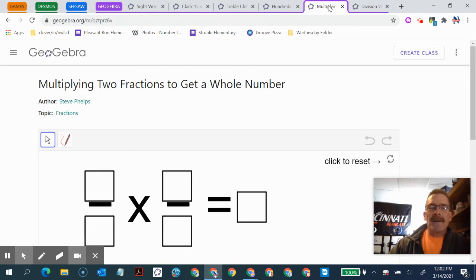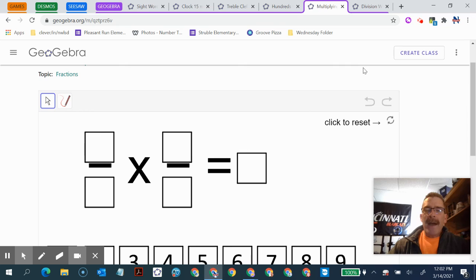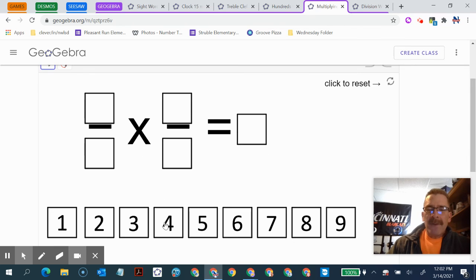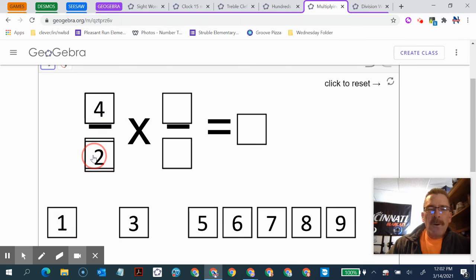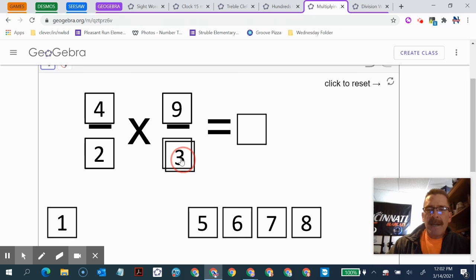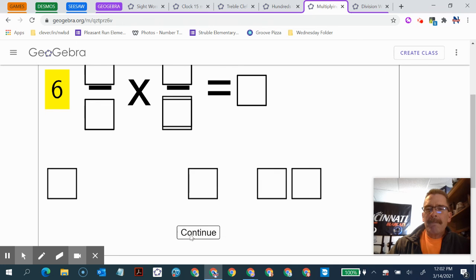And we also talked about a couple of these multiplying fraction open middle questions, where you can drag these into a certain spot. Let's see. I will go 4 over 2. How about that? 4 over 2 and 9 over 3. I think that might equal 6. It does. It equals 6.